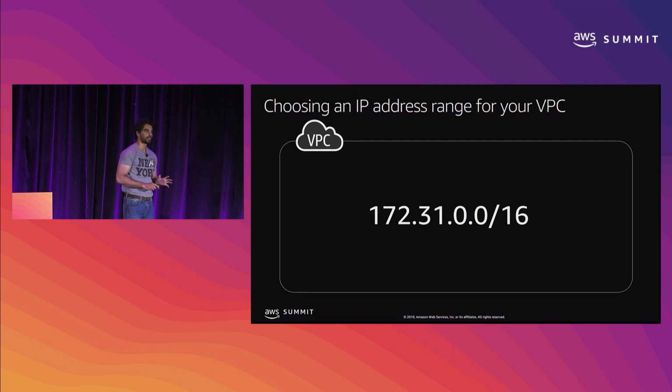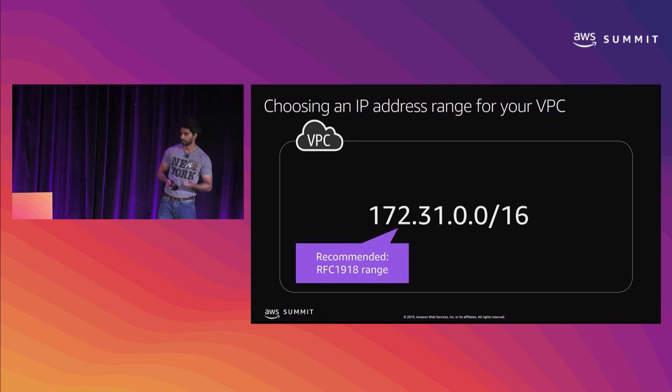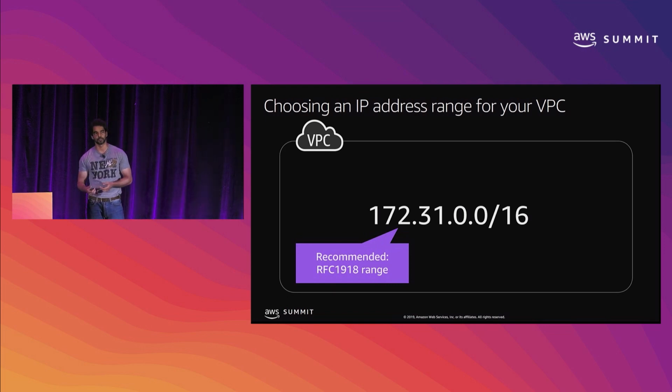Now, when you create a VPC, you need to choose an IP range. This can be any IP address from the IPv4 CIDR range. But since a VPC is a private network, it's recommended you use RFC 1918 addresses because they were designed for such a use case for private LAN networks, which a VPC is.